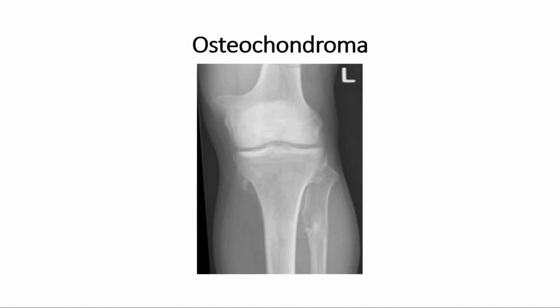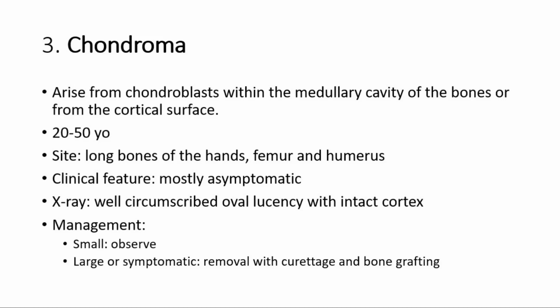Third, chondroma, arise from chondroblasts, common among 20 to 50 years old. On X-ray, they appear as a well-circumscribed radiolucency with intact cortex. Most asymptomatic and small chondromas can be observed. However, larger symptomatic chondromas may require removal with curettage and bone grafting.